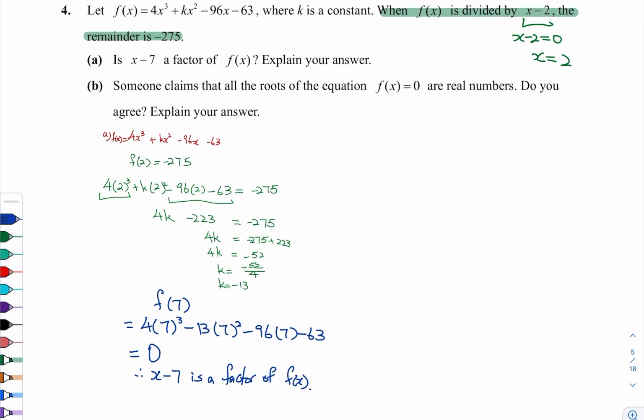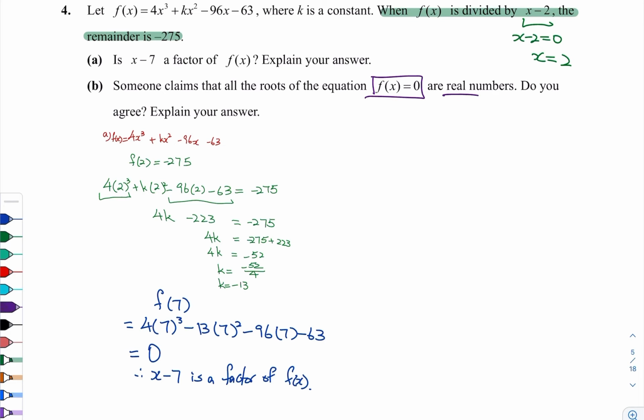Part A only. And for part B, you have to do f(x) equals 0. And they ask, are all the roots, meaning answers or solutions, real numbers or not? What is a real number? Wow, Miss, there are imaginary numbers as well? Of course, yes. Have you never seen this letter i? Those are imaginary numbers. You will learn it later, or maybe you have already learned it.